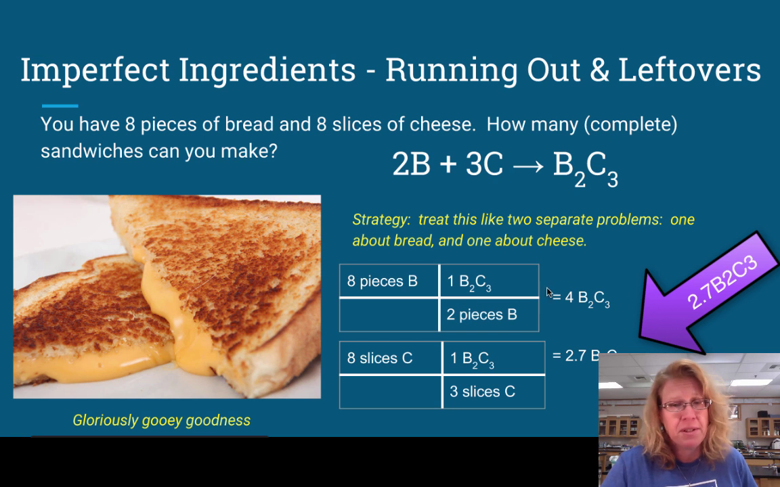Well, if you take a look, it's pretty obvious to do the math on there. Two pieces of bread per sandwich, that gives me 4 sandwiches that I can make. All right, part 2 of my strategy now is let's just look at the cheese. Let's forget about the bread and just look at the cheese. Just considering that, how many sandwiches could I make?